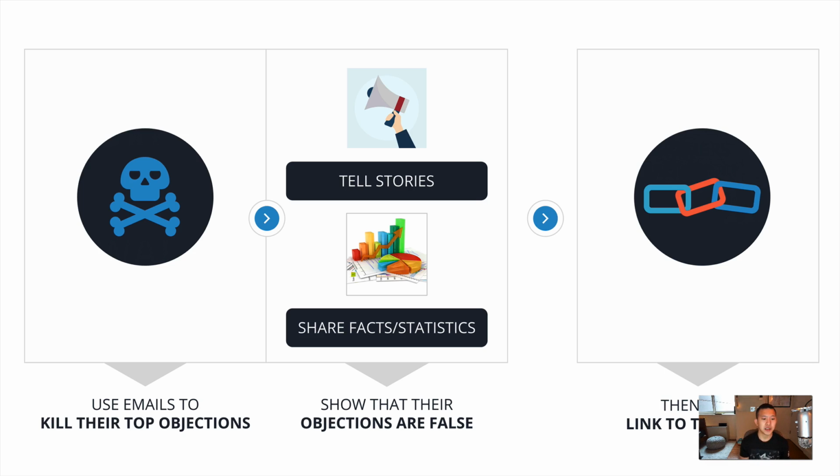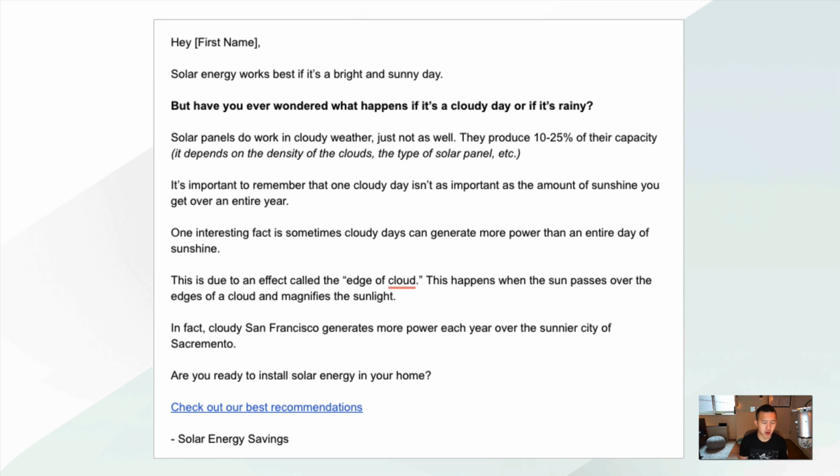So number 1, use emails to kill the top objections. Number 2, how do you actually kill their objections? You could either tell stories or you could share facts and statistics. And then finally, after you share the stories and some facts and statistics, you link to an offer. You do a transition. So here's an example. I wrote this email to demonstrate these principles.